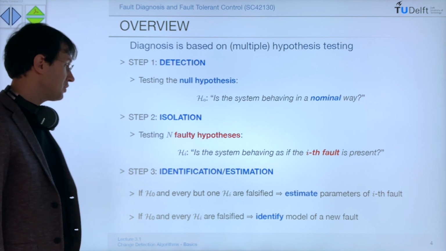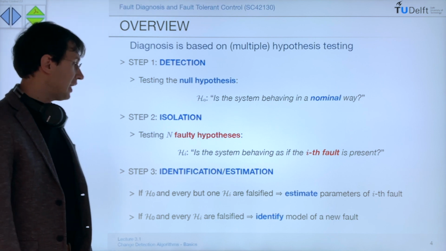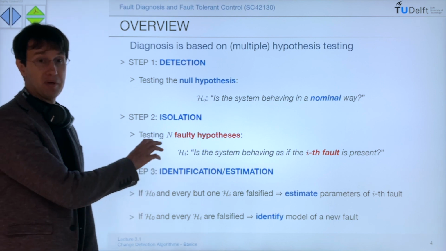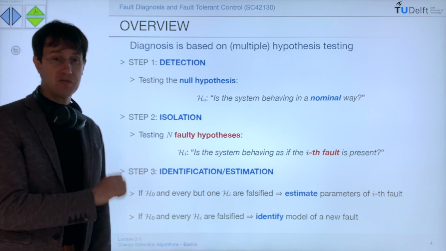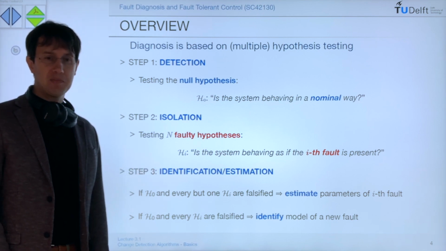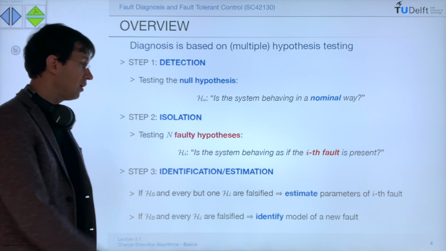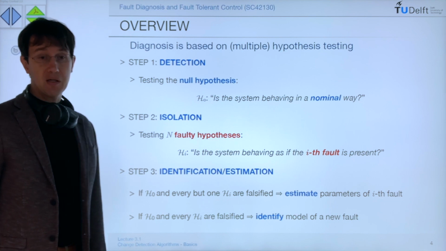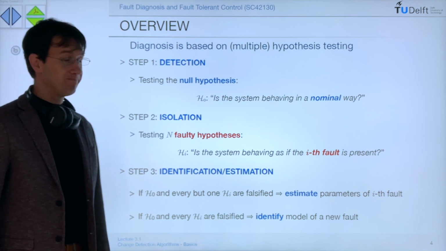The second thing that we want to do is to run the isolation step. In the isolation step, we check a number of hypotheses, each one corresponding to one specific fault, that is, to one specific disease that the patient can have. All of these hypotheses will require us to do one symptom evaluation.